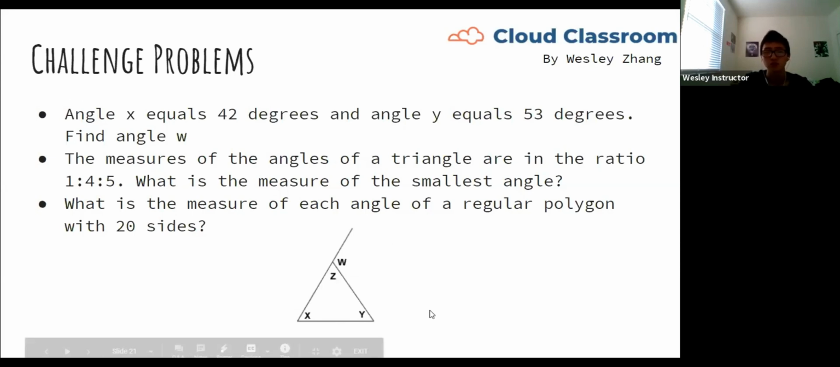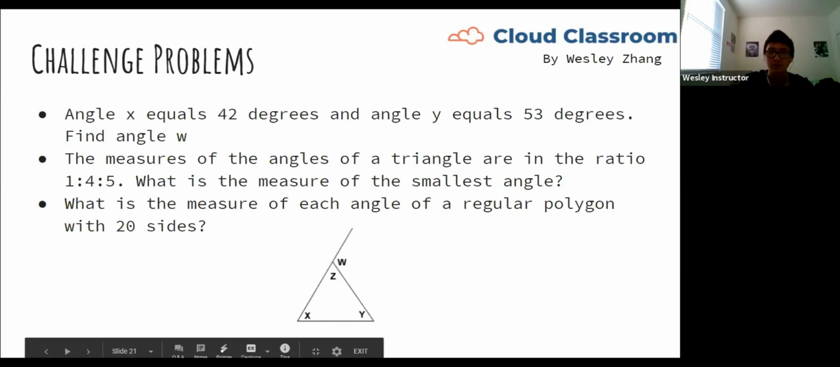Okay, so for the first one, if you see this diagram at the bottom, this diagram is for the first problem. So angle X, angle Y, and here's angle W.